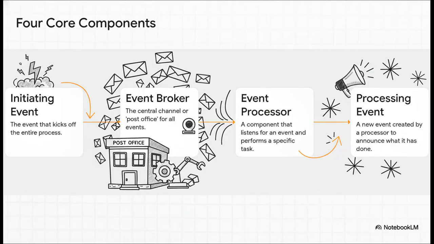So, any system built this way really boils down to these four core components. First, you've got the initiating event. That's the spark that starts the whole process. That event gets sent to the event broker, which is our central post office. Then, an event processor, think of it as a specialized worker, sees the event, picks it up, and does one specific job. And finally, when it's done, it announces its work by creating a brand new processing event. It's a simple loop, but it's incredibly powerful.